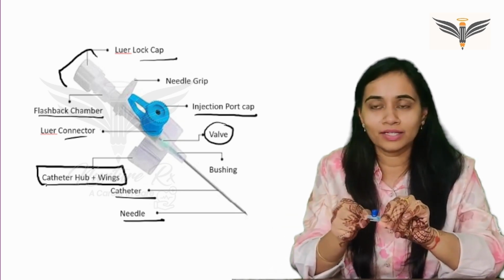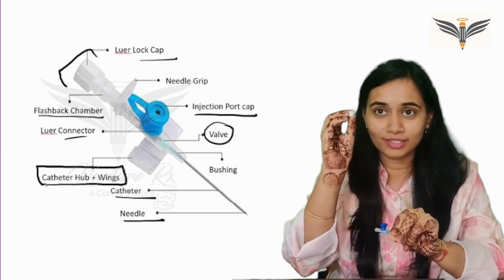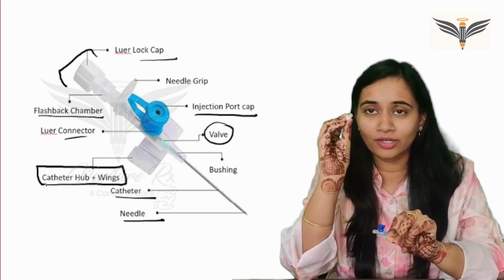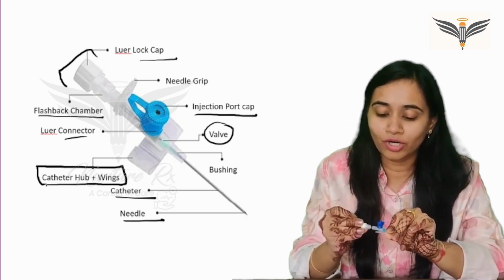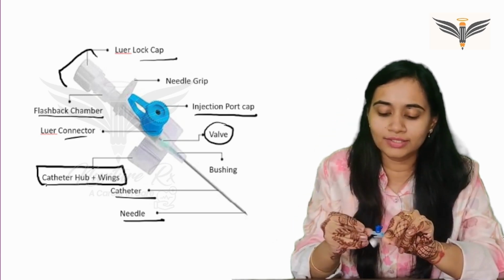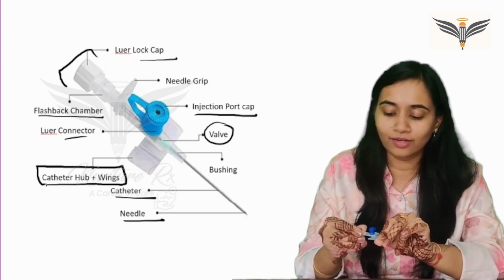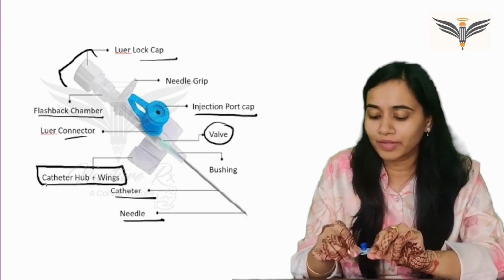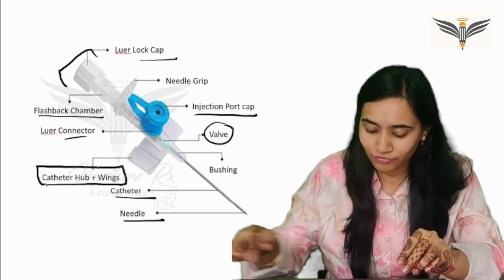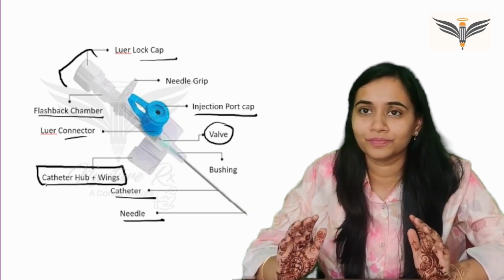Now this part is open. So your Luer lock comes back into action. You secure this cannula with this Luer lock. Okay. So these are the parts of the cannula that you need to know.